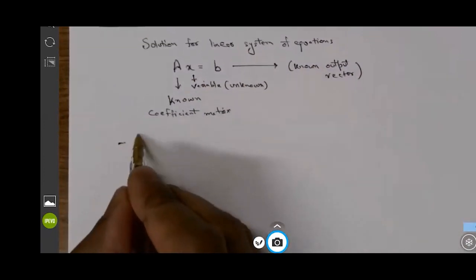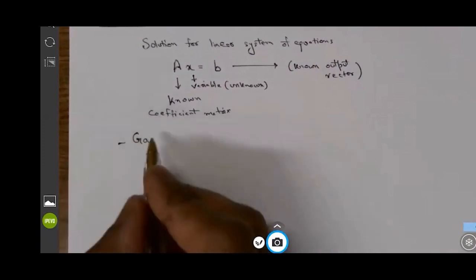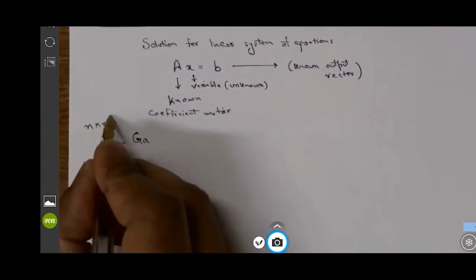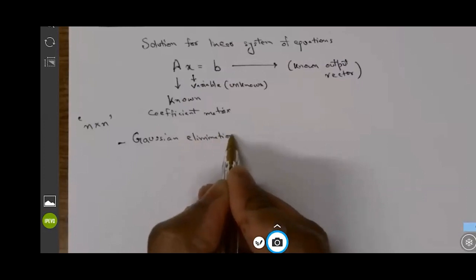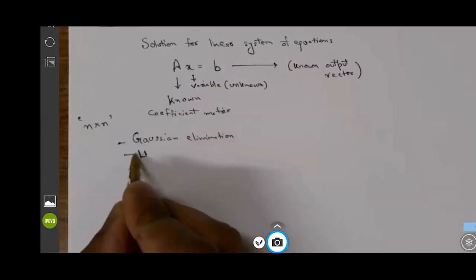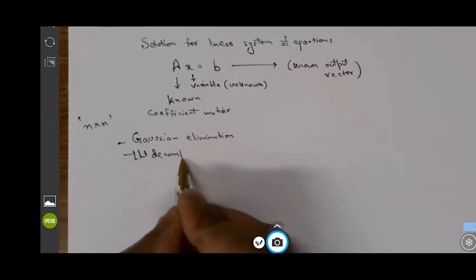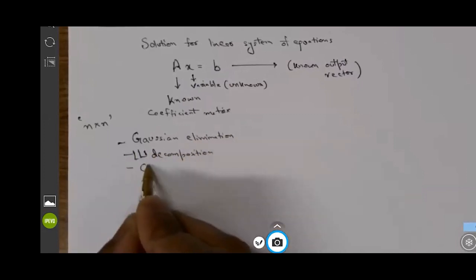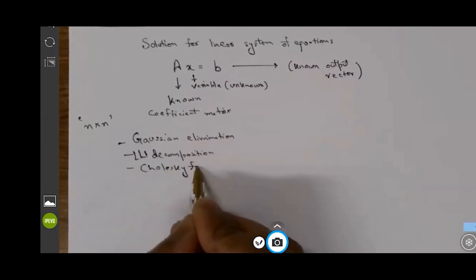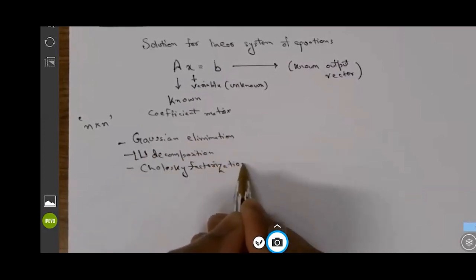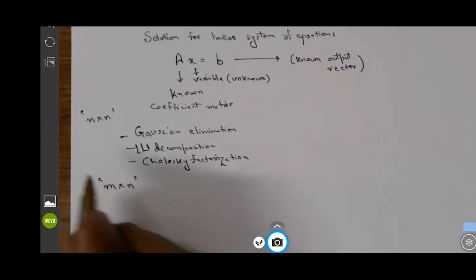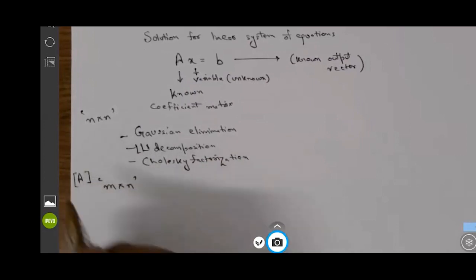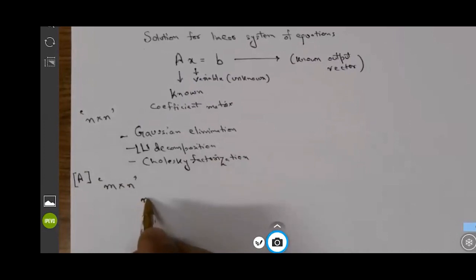And so far we saw that if we have a square system, for an n by n system, we use Gaussian elimination, LU decomposition, then we did Cholesky factorization. Then we switched our discussion to systems of equations when the system is no longer square. That means the size of A is no longer n by n, but is m by n, where m can be greater than n or m is less than n.